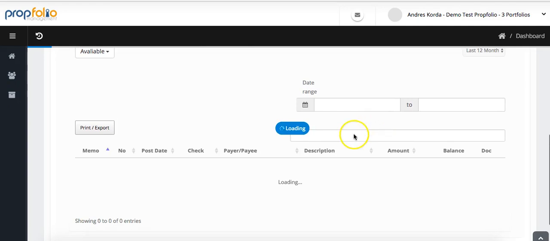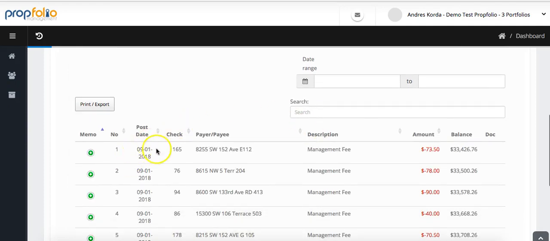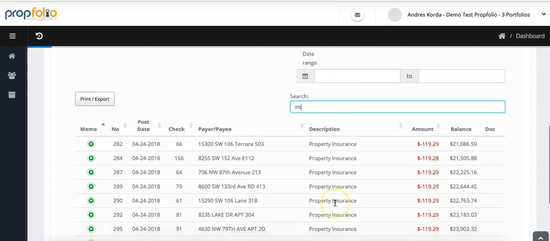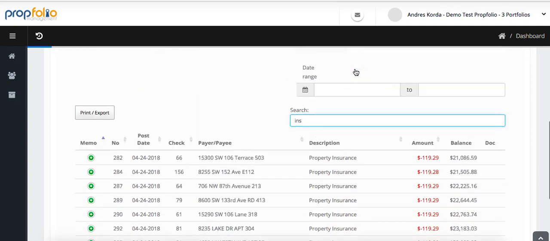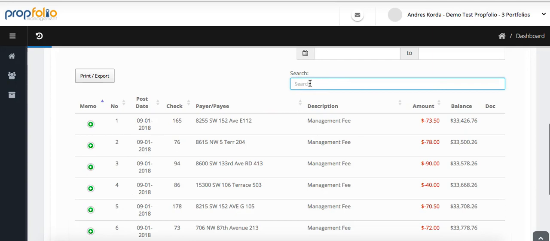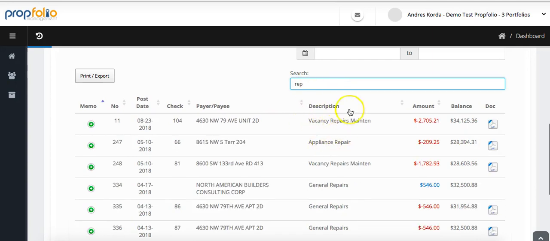So you have not only the memo, you have the number of the check for every single expense, and the date of every single expense. And then for example here, if you hit what I was trying to search before, which is insurance, now you have all the insurances that were really paid because you do have a year's worth of data. If you're doing, for example, the repairs, now you'll have a year's worth of data and you can do any search that you like. So let's say vacancy repair, what each amount was.